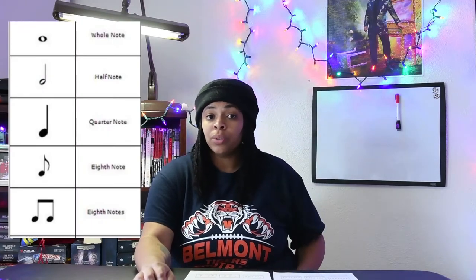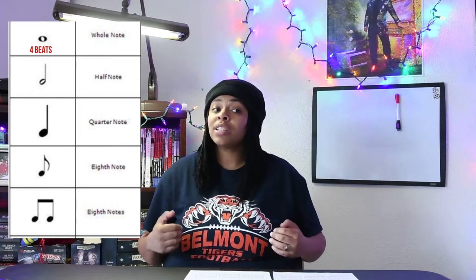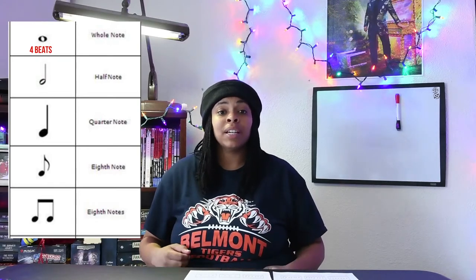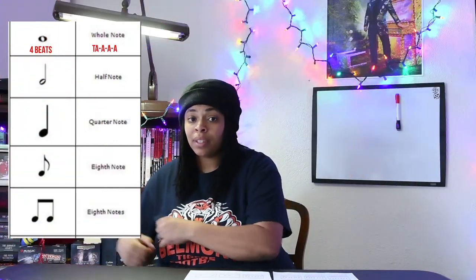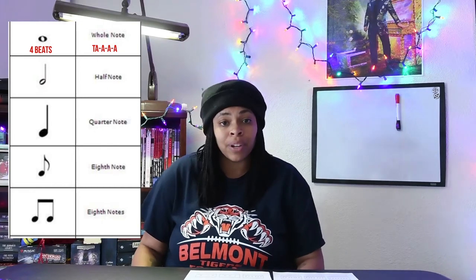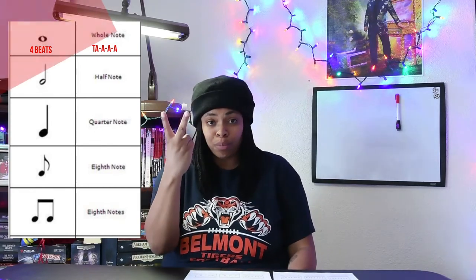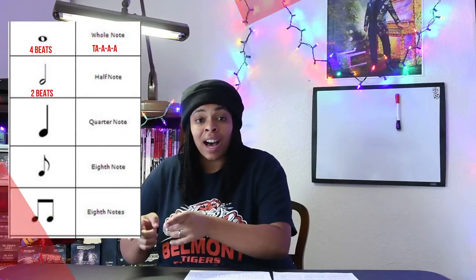We had the whole note. A whole note gets four beats, and when we count the rhythm using our tas and titis, we count it by saying ta, ah, ah, ah. The second note value that we went over in class is the half note. It gets two beats, and when we count it in rhythm, it's ta, ah.